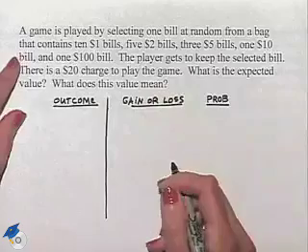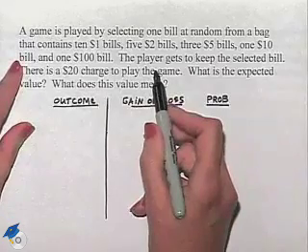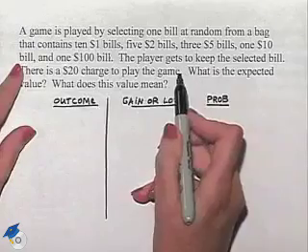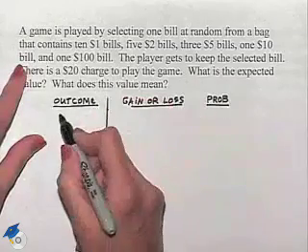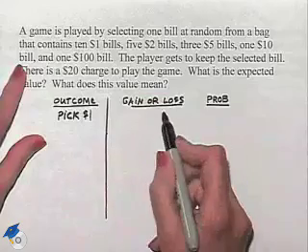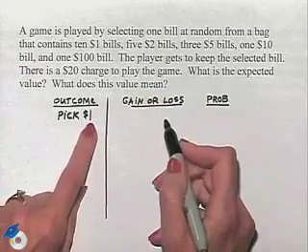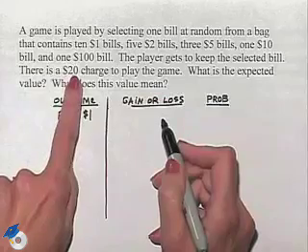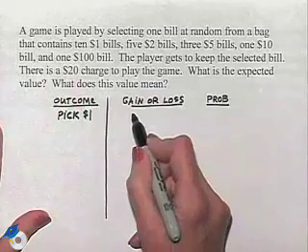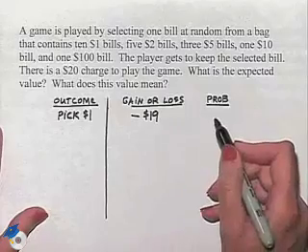So what can be our different outcomes? Well, we're going to be selecting one bill at random from a bag that contains different bills. So we could pick out the $1 bill. Now, what would be the value of that? Well, if we choose only $1 and we've paid $20 to play the game, then we have a loss of $19, and we'll use a negative sign to indicate that.